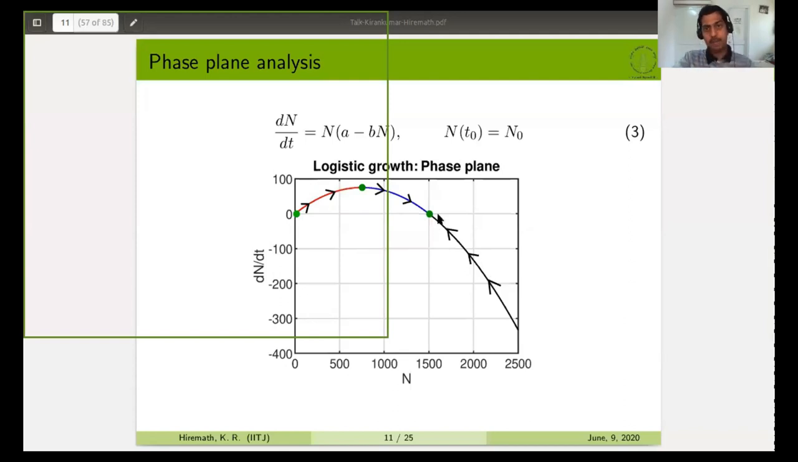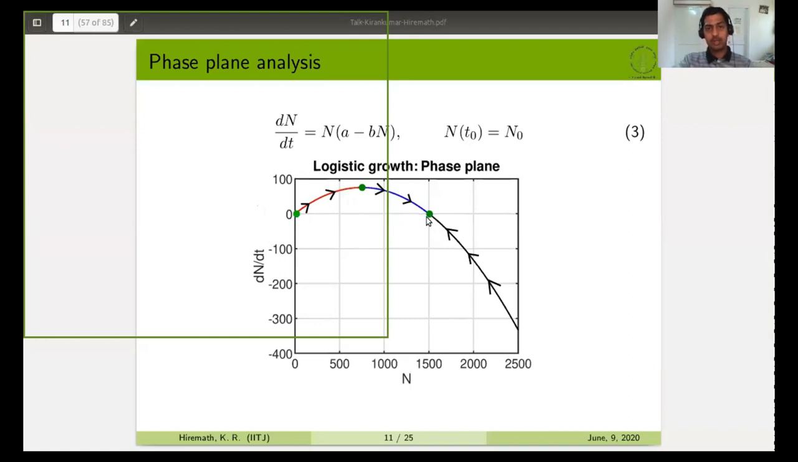dN/dt is of negative sign, so the population is decreasing. What is important here is that as the system is perturbed from this N, the population will start to increase, then it reaches the maximum, then it starts decreasing. So this 1500 is again this point.